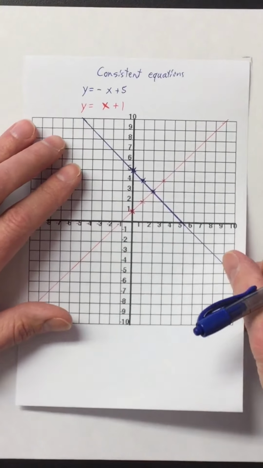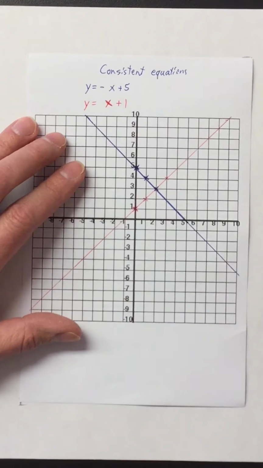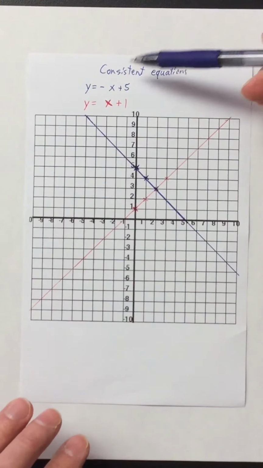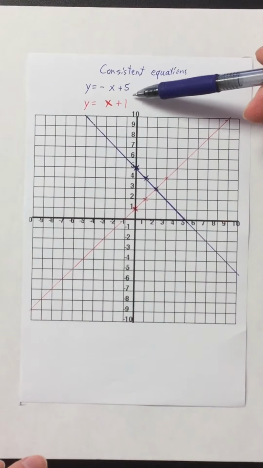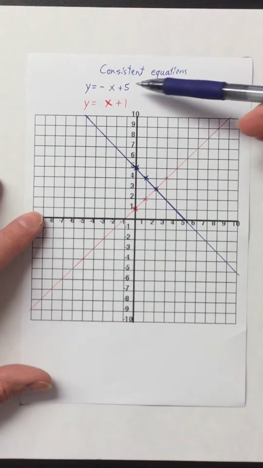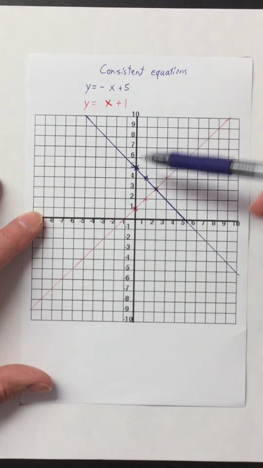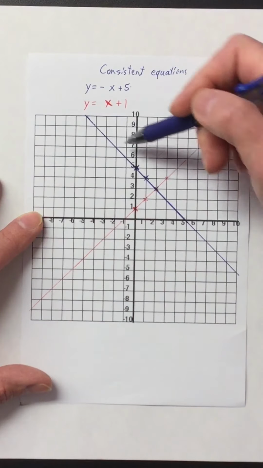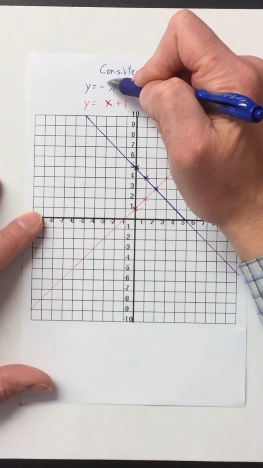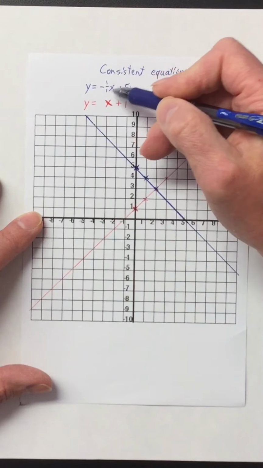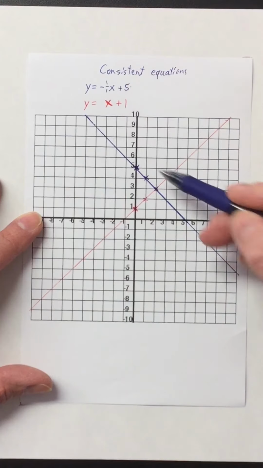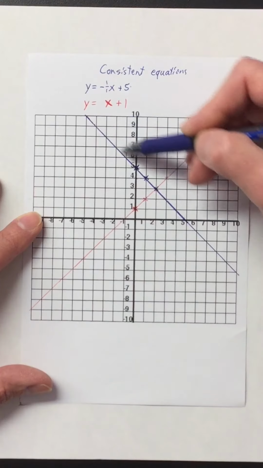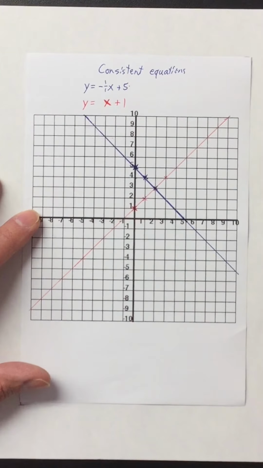I have an example of consistent equations. You see my two equations at the top here, and they're already in slope-intercept form. So as I graph these, my intercept is 5, which is right here. My slope is negative, so it's going to go down, and it's an understood 1 over 1, a rise of 1 and a run of 1. So here we go down 1, over 1, down 1, and you can see where that line is graphed.